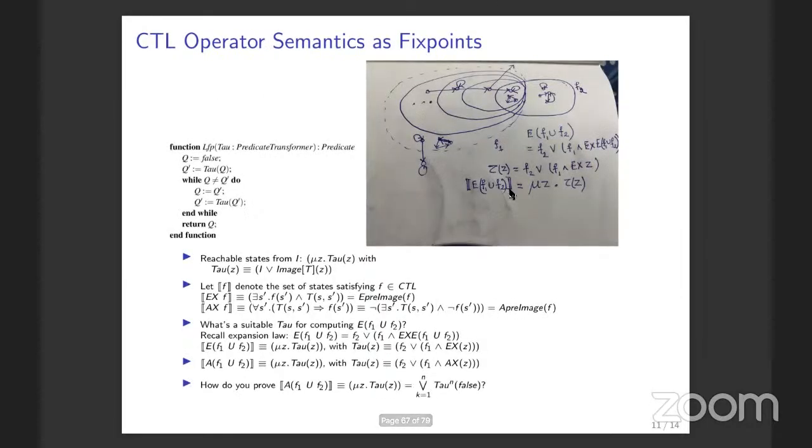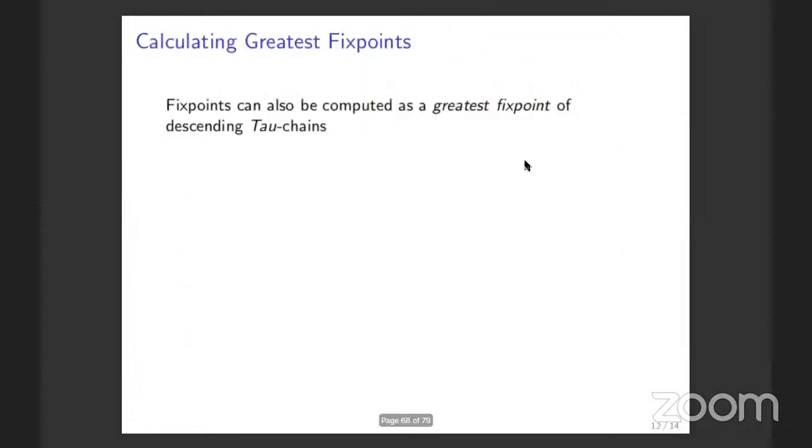But my goal is for you to get an intuition, based on a simulation of the Kleene chain. Okay. So now, sometimes fixed points can also be calculated. It's convenient. They can always also be calculated as limits of descending tau chains.